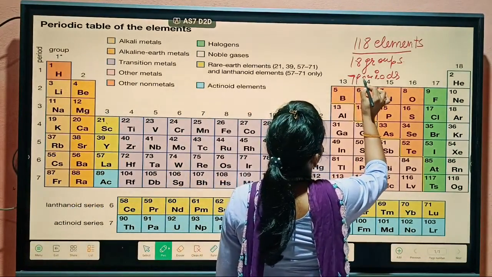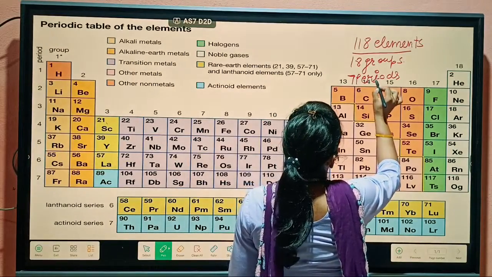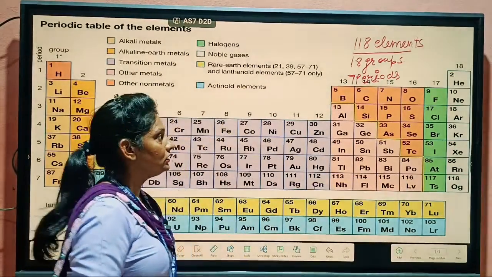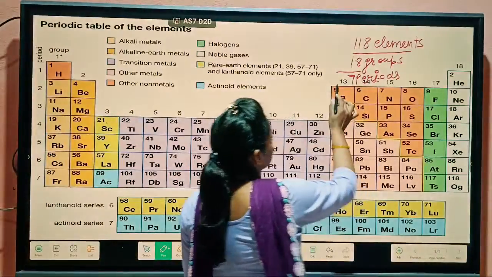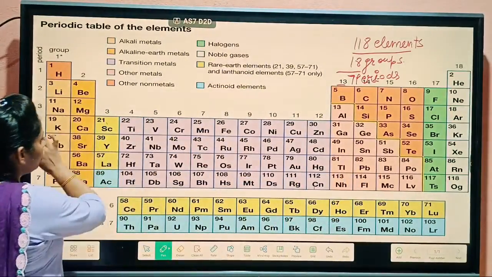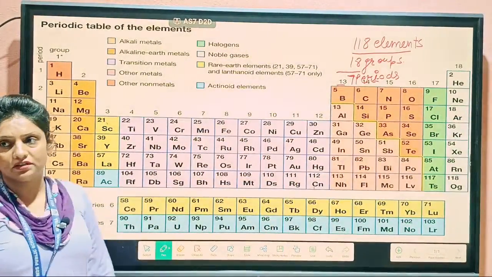Seven periods are there. What do you mean by periods? The horizontal rows. These are known as the periods.